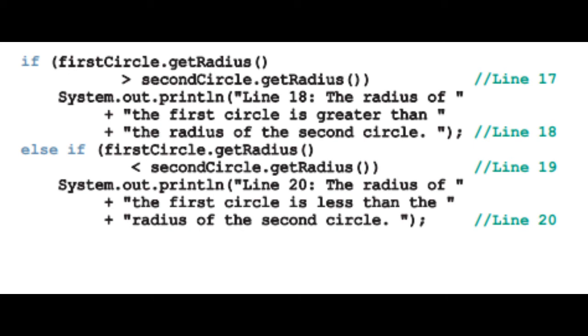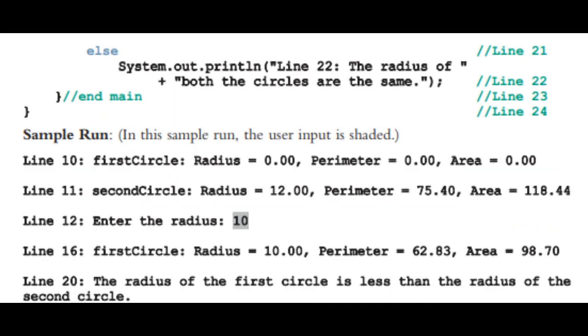Else, if firstCircle.getRadius() is less than secondCircle.getRadius(), then we print in line 20 that the radius of the first circle is less than the radius of the second circle. However, in line 22, we print that the radius of both circles is the same if both radii of the two circles are equal. We have this example output.